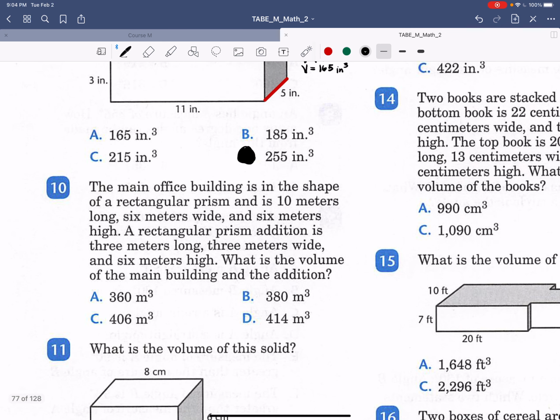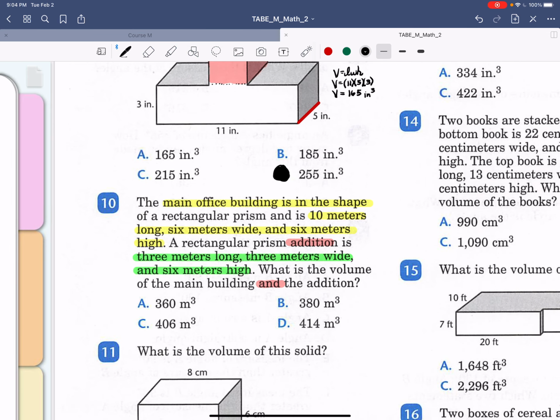Number 10. The main office building is in the shape of a rectangular prism and is 10 meters long, 6 meters wide, and 6 meters high. A rectangular prism addition, there's the addition word, is 3 meters long, 3 meters wide, and 6 meters high. What is the volume of the main building and the addition?